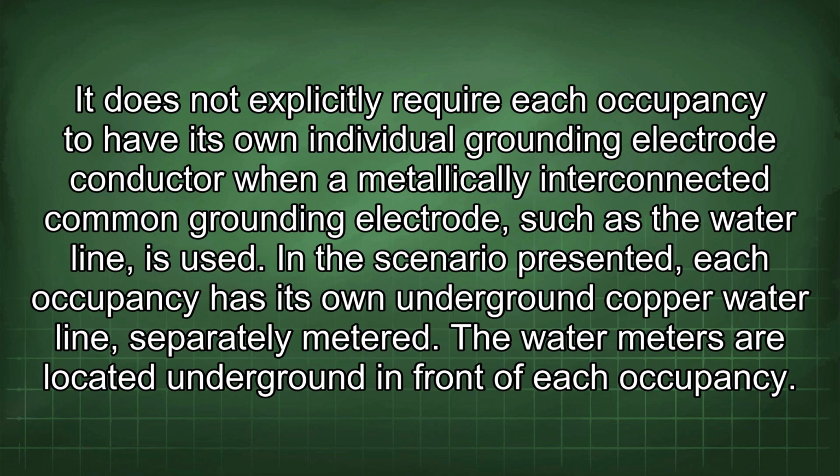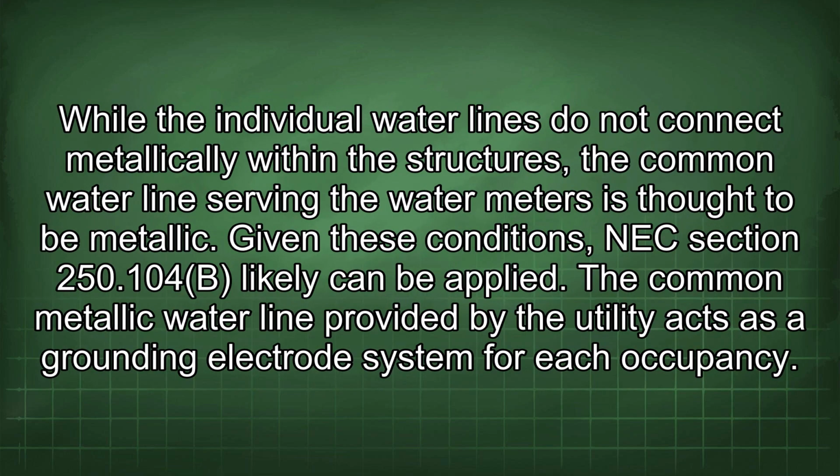In the scenario presented, each occupancy has its own underground copper water line, separately metered. The water meters are located underground in front of each occupancy. While the individual water lines do not connect metallically within the structures, the common water line serving the water meters is thought to be metallic. Given these conditions, NEC Section 250.104(b) likely can be applied.